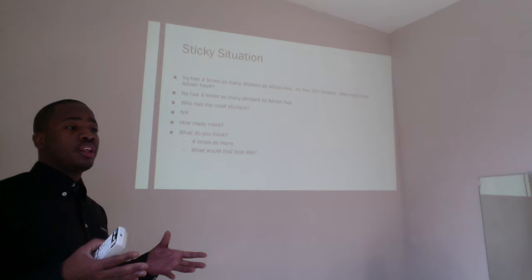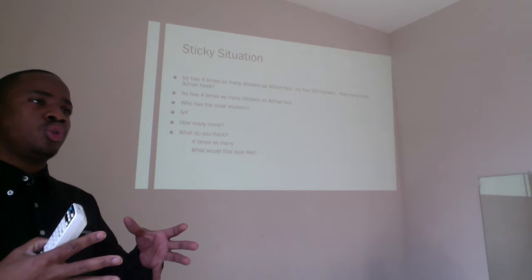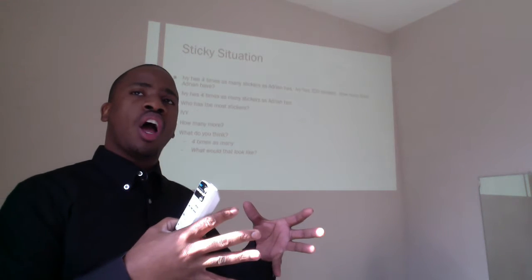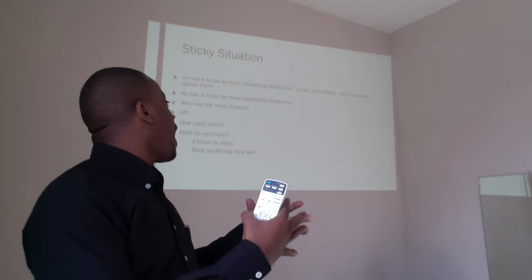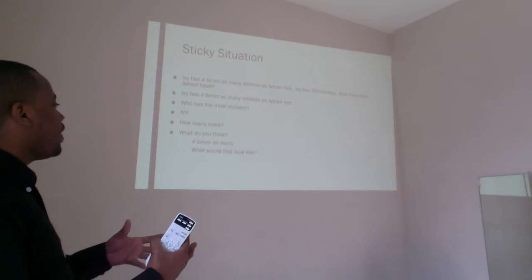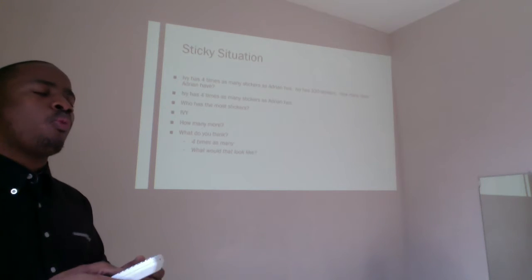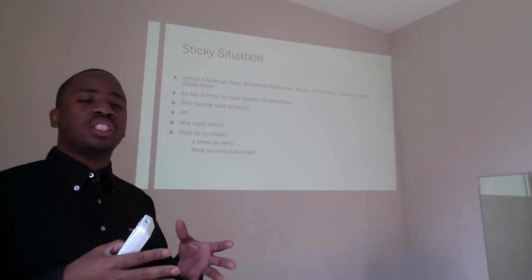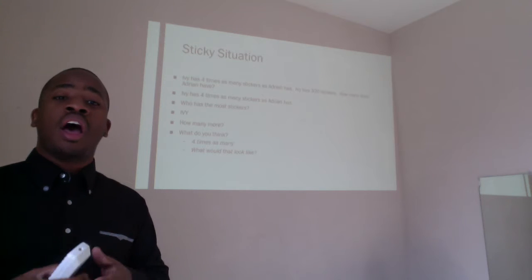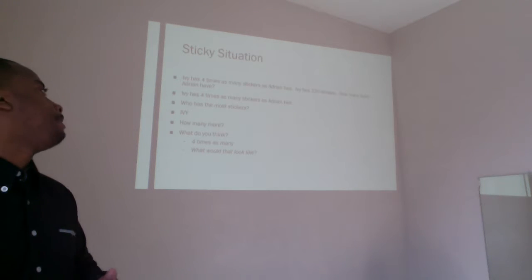What do you think that would look like? So we took the time now to draw an image of Ivy having 4 times as many stickers as Adrian. Let's think about that. What would that look like if we were to design a pictorial diagram of that key information?